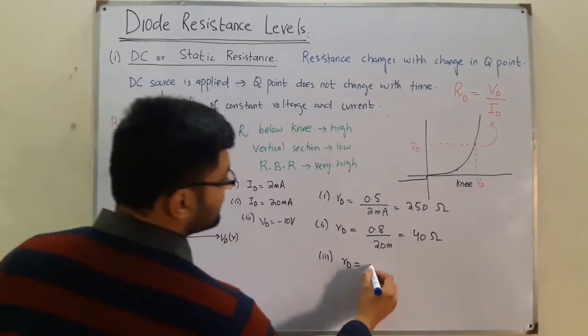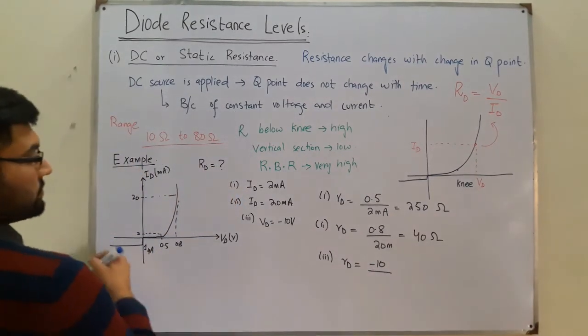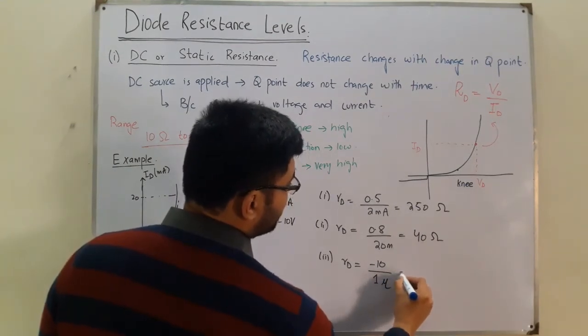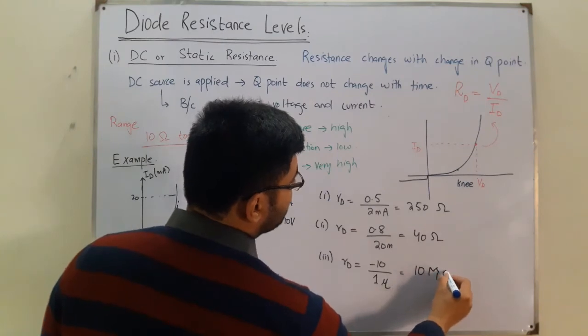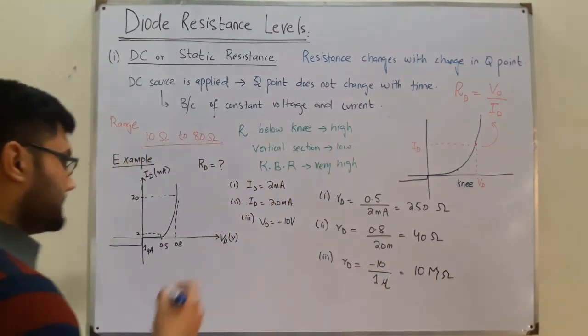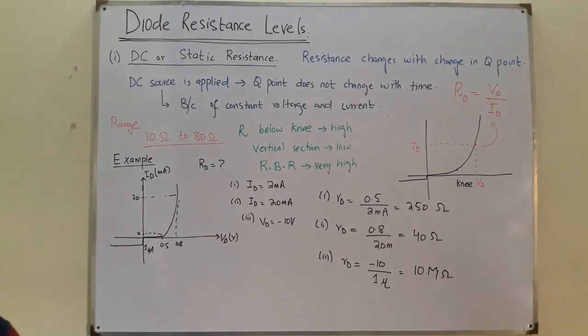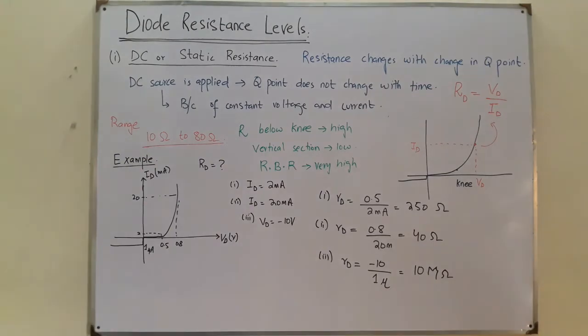So V given is negative 10 volts, and the reverse saturation current is 1 microampere. So this would result in 10 megaohms. The negative sign has nothing to do with the RD, all right? This negative sign only suggests the reverse biasing. Okay, so have a look.